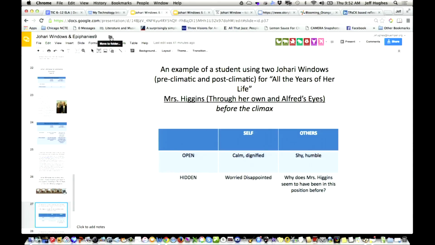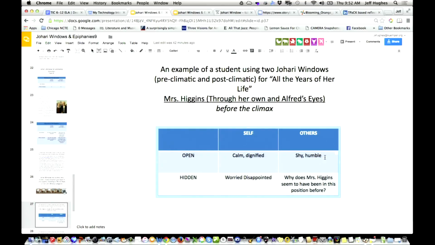Here's an example of a student using 2 Johari Windows, pre-climatic and post-climatic, for all the years of her life. I had to take that out because it's an example of student work, but I kept the basic information that was in their analysis. We can start with Alfred, or start with Mrs. Carr, start with Alfred's mom. She initially seems calm and dignified when she goes into the drugstore to see Mr. Carr, but hiding within that, she's worried and disappointed.